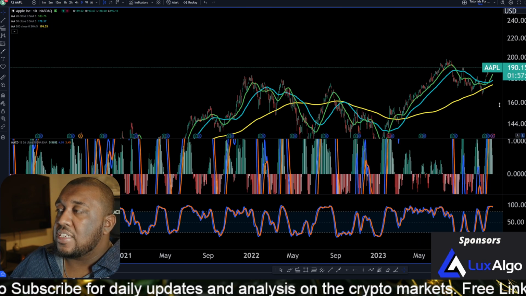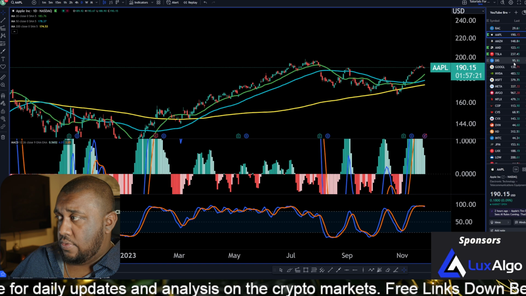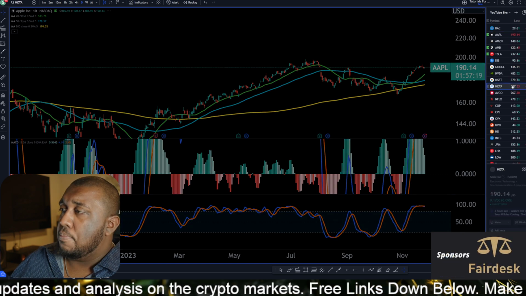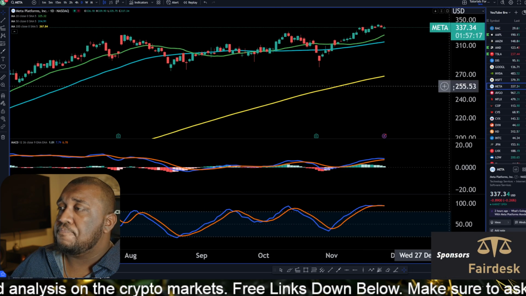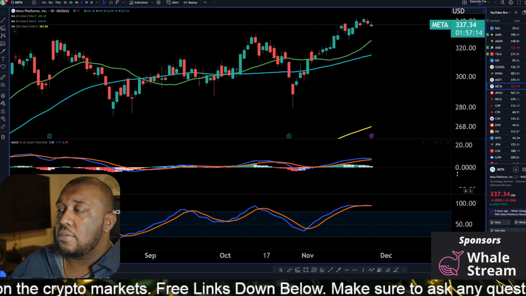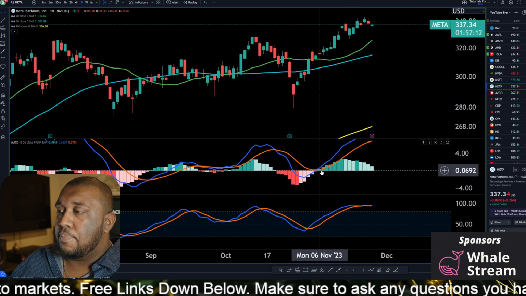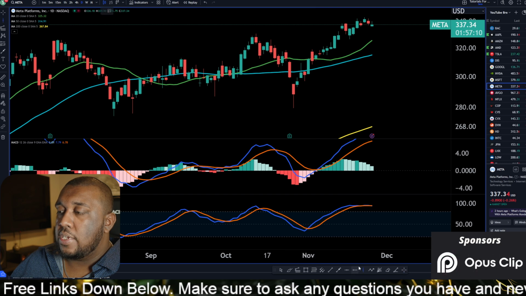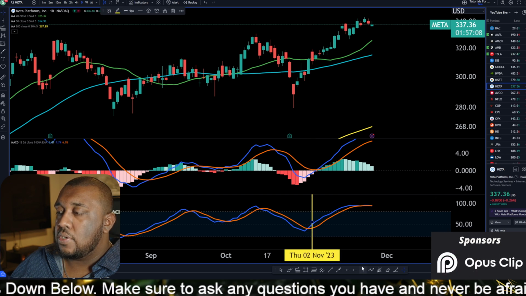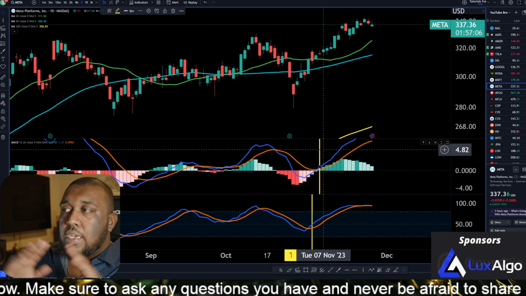I want to do one more example here, and let's just go over to, I don't know, let's go Meta. Meta is pretty volatile these days, isn't it? Day chart, you have a buy zone here following a buy zone here, so let's get this revamped. Buy zone number one, buy zone number two. Now we're good to go.